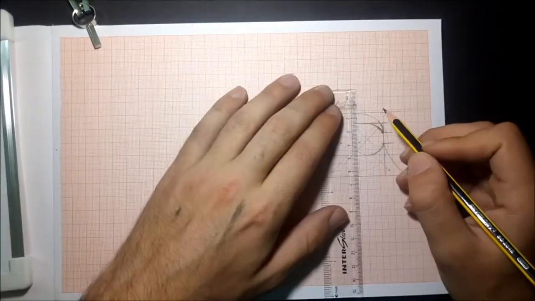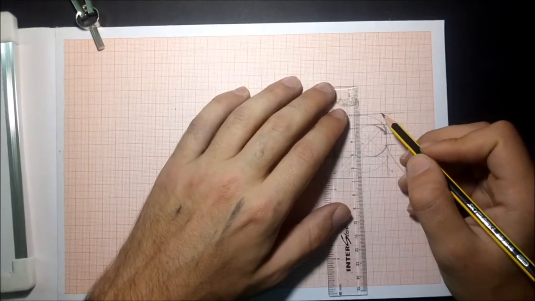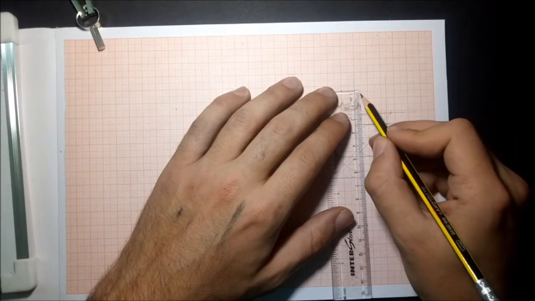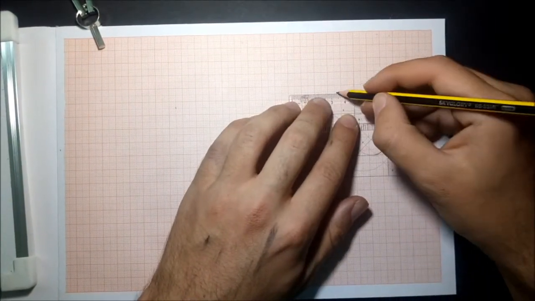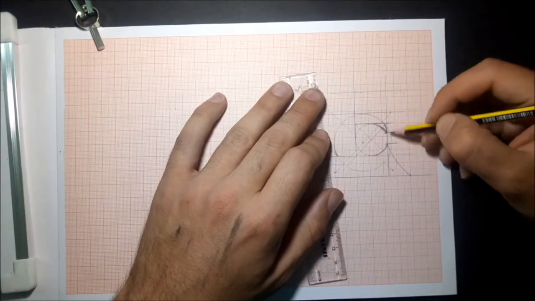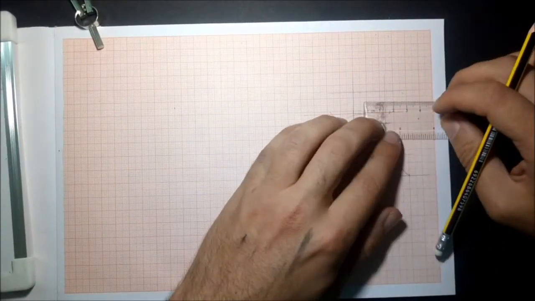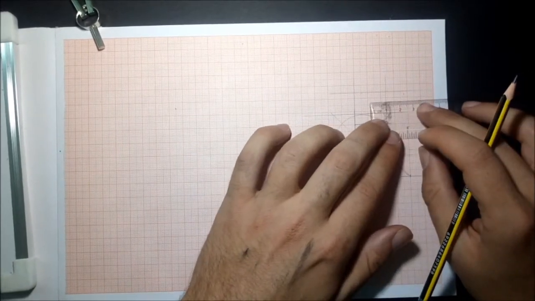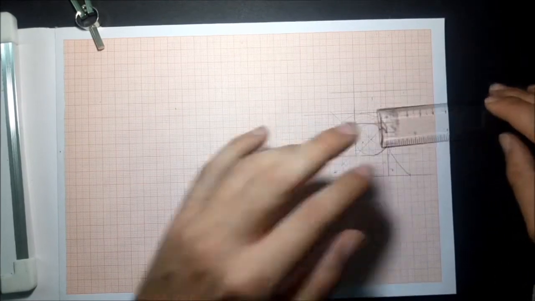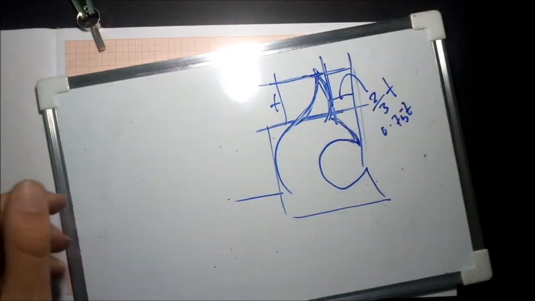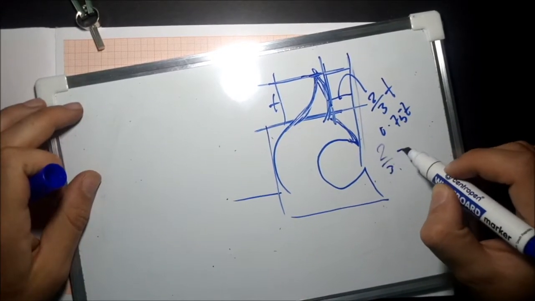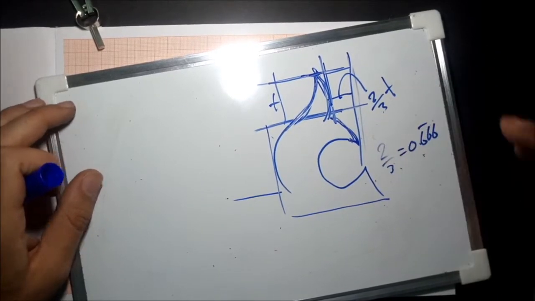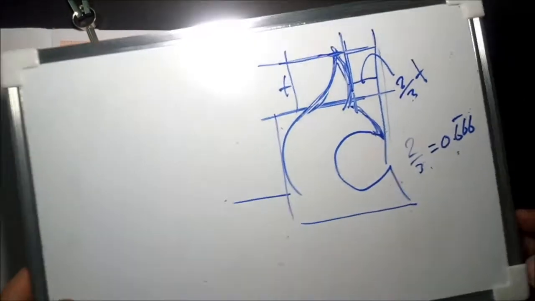So starting from here, we are going to take the full thickness, 16 millimeters, from here we are going to take the 2/3 thickness, which is almost 1 centimeter. By the way, 2/3 equals 0.666. It's not point 75, that's like 3/4. Sorry about that.